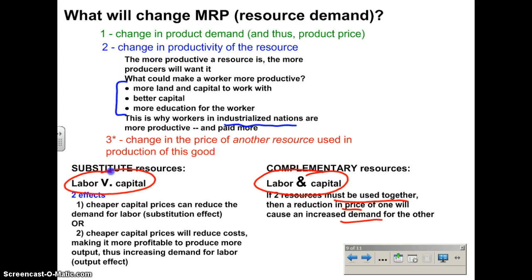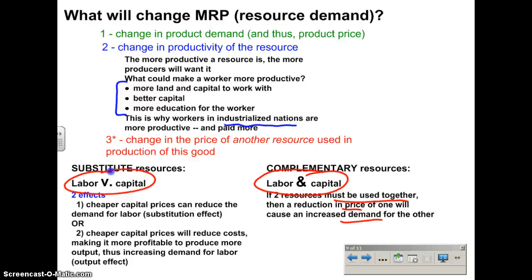So if I'm working at an auto manufacturing plant and there's a new piece of equipment that I would use and that equipment becomes cheaper, then the firm will buy more of that equipment and they will hire more people like me. However, if labor and capital are substitute resources, then we can have a couple different things happen.